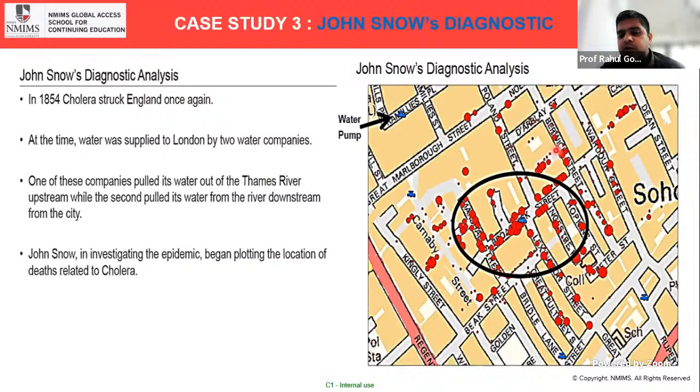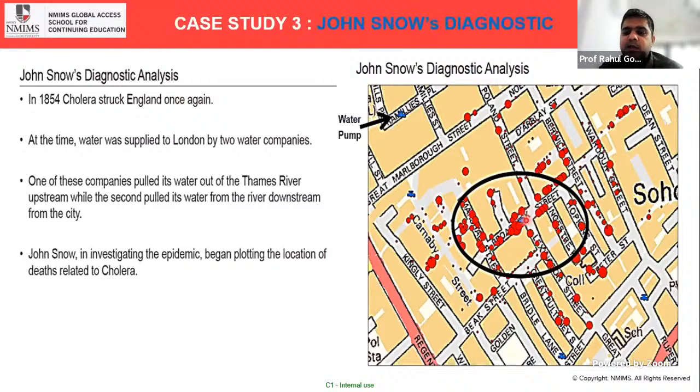And he found out that there is a certain area, which is this area, and there were actually two pumps. So there was this water pump and there was this water pump. And when he looked at this data, he identified that most of the cases are centered around this water pump. Because you see, there are very few cases here, very few cases here, very few cases here. And around this water pump, which was supplying water, the number of cases, big red, small red, most of them are there.